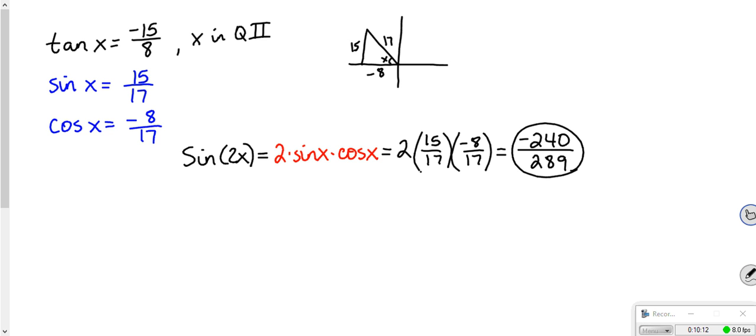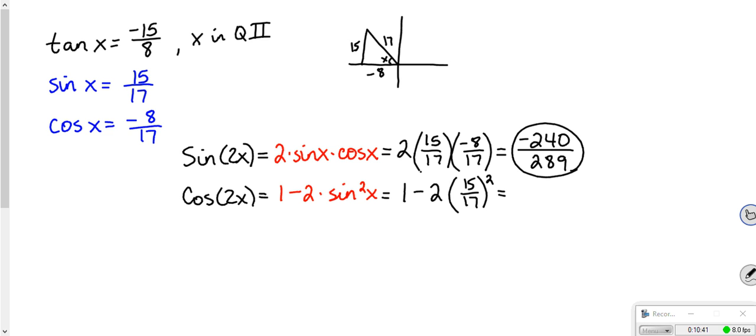Do the same thing with cosine of 2x. Again, we can use a different formula this time. Let's use the bottom one: 1 minus 2 times sine squared x. Well, that is 1 minus 2 times 15/17 squared. Poke that in a handy dandy calculator and you get negative 161 over 289.